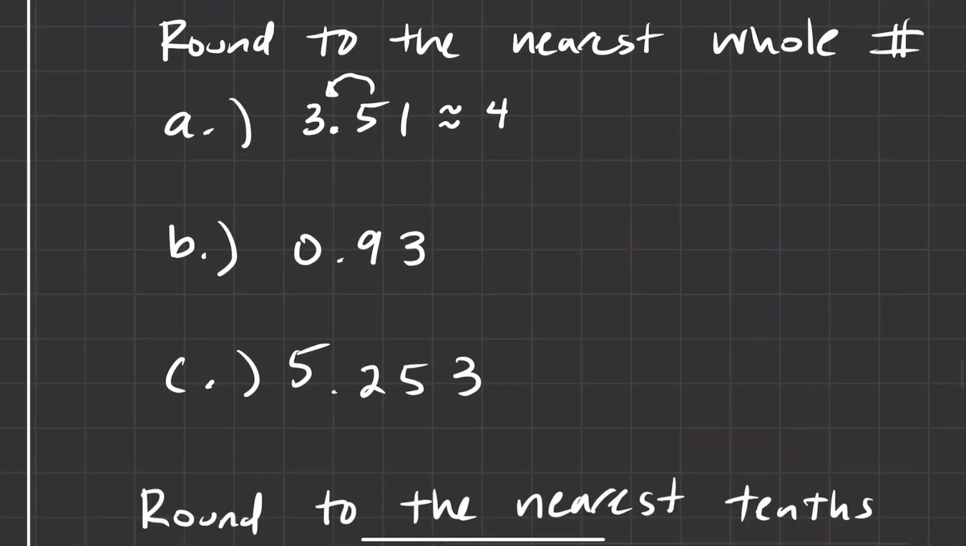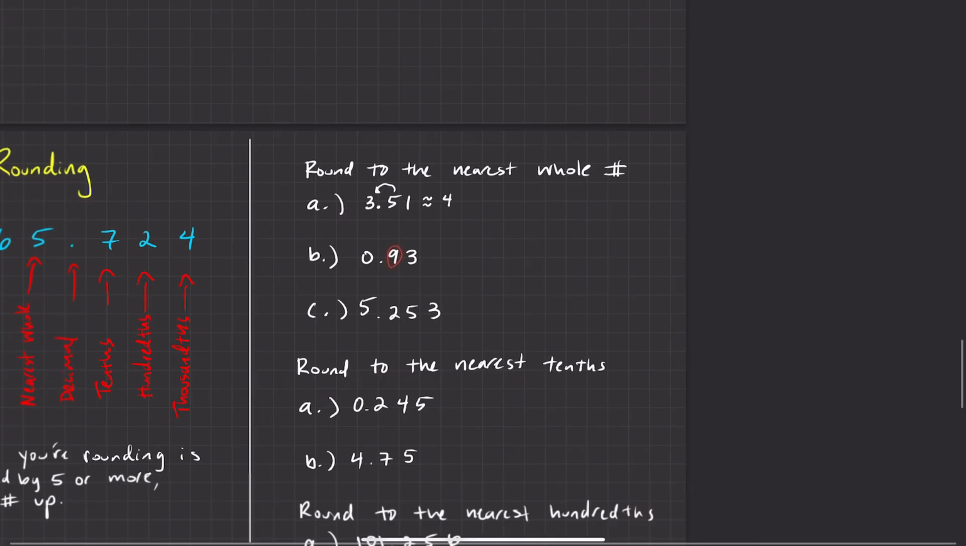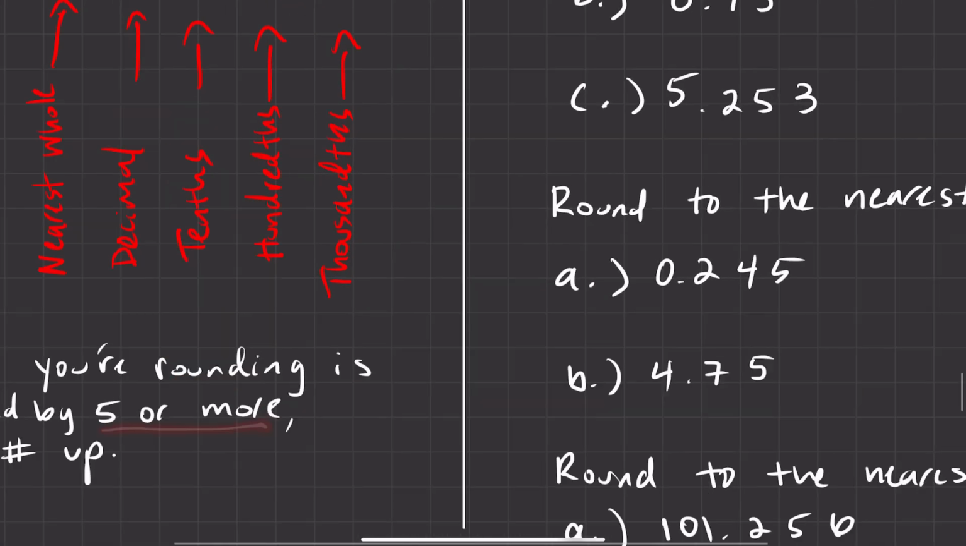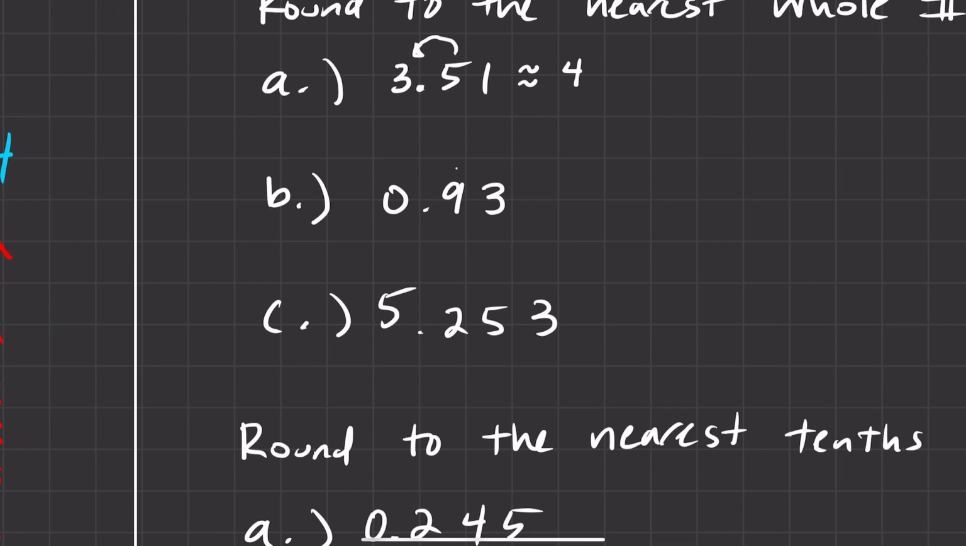Let's take a look at another example. I have 0.93. So again, I'm going to round to the nearest whole number. If I look at the decimal here, to the left is my nearest whole. It's a 0, and it's followed by this 9. Now 9 is indeed 5 or more. So then it does change that 0 to a 1. So 0.93 is approximately 1.